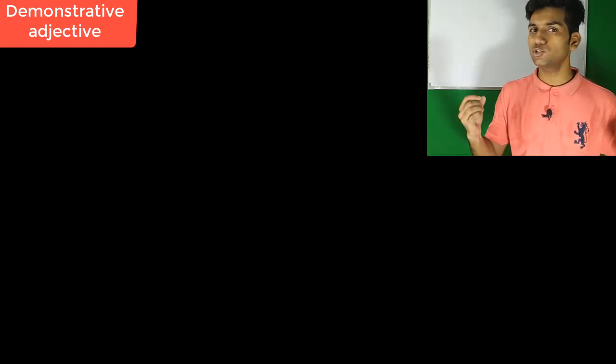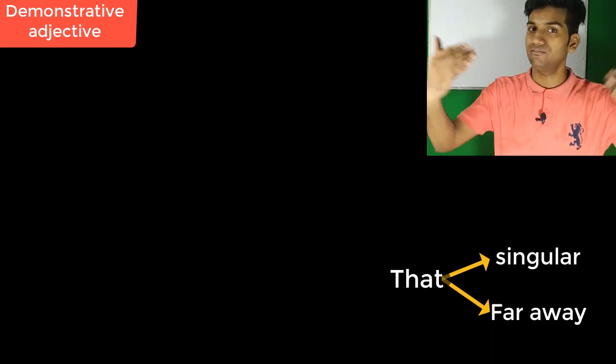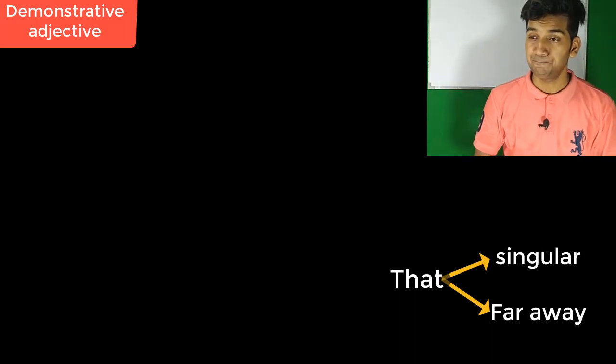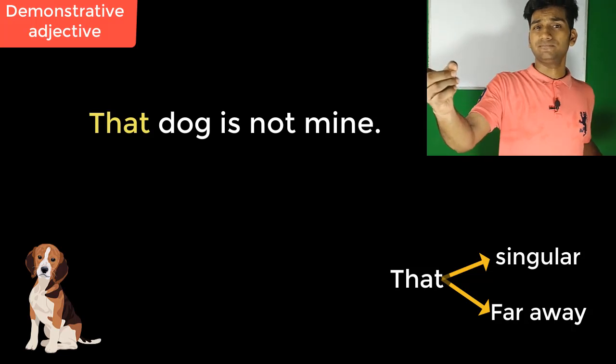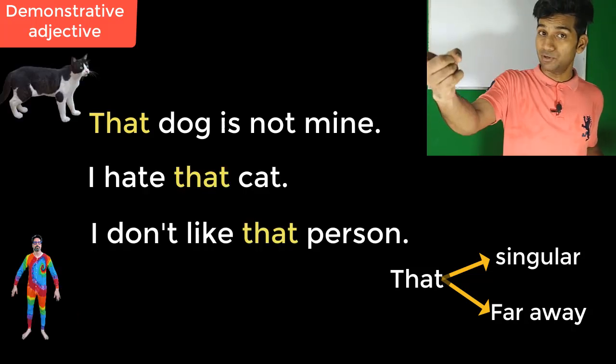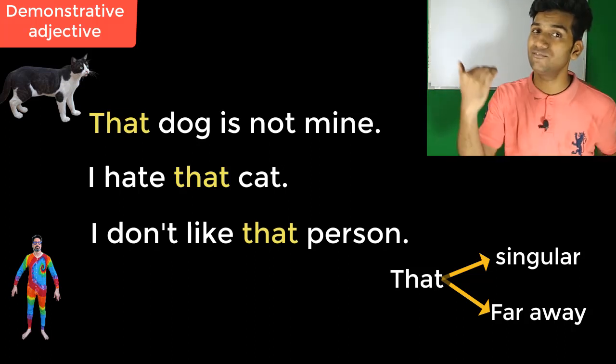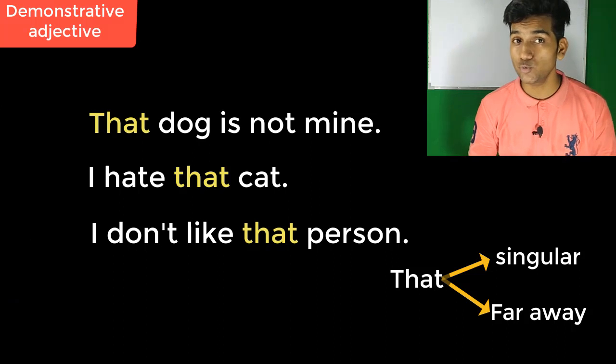Now let us talk about that. We use that to indicate a singular noun which is not close to us, which is far away from us. That dog is not mine. I hate that cat. I don't like that person. That's how we use that, to indicate a singular noun which is far away from us.